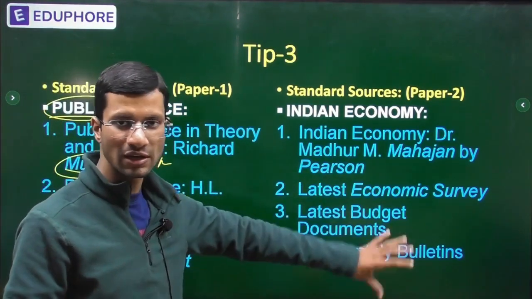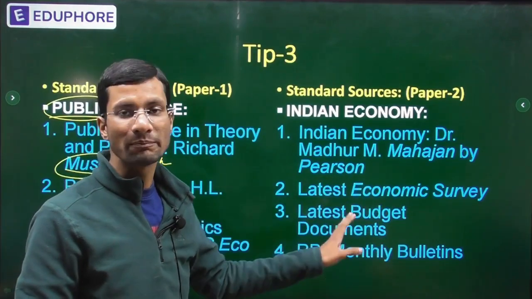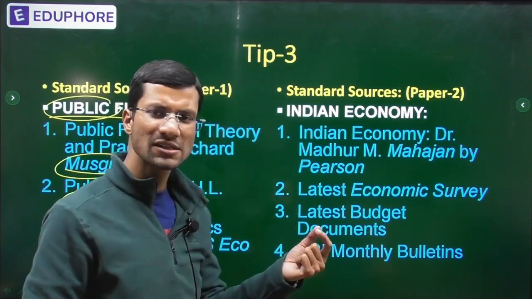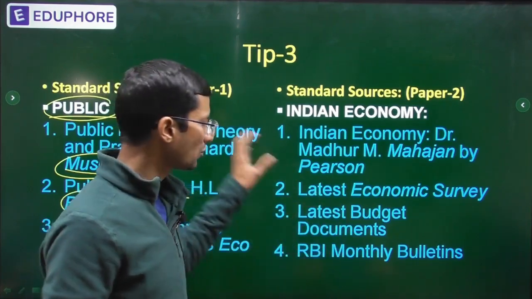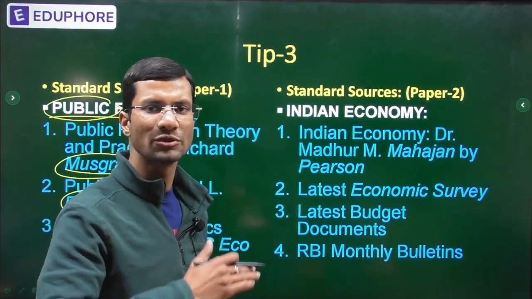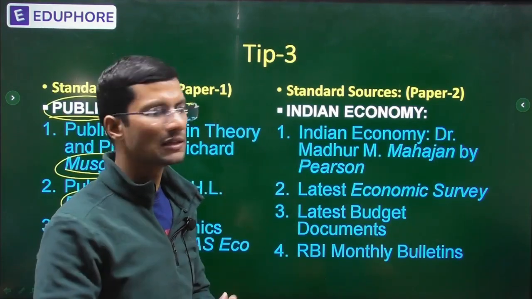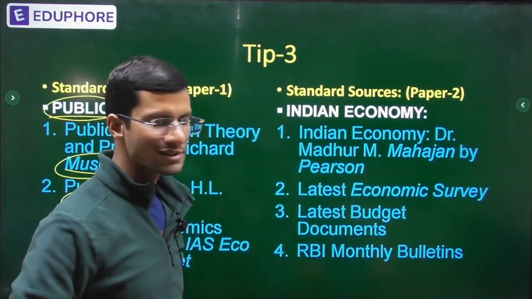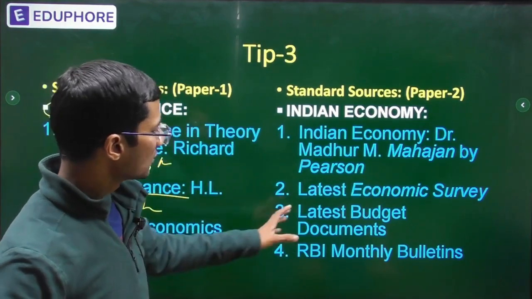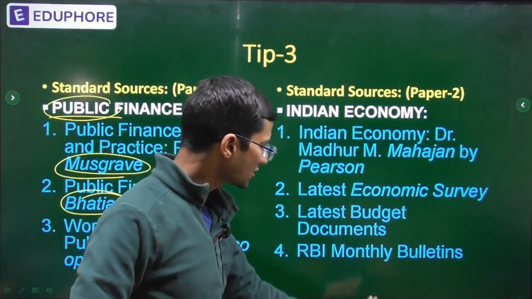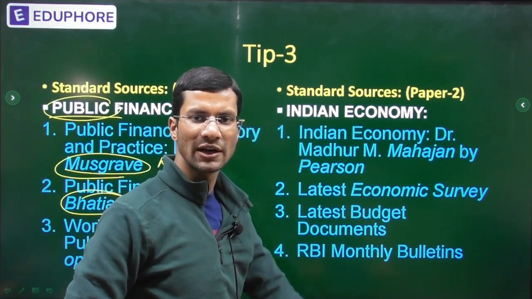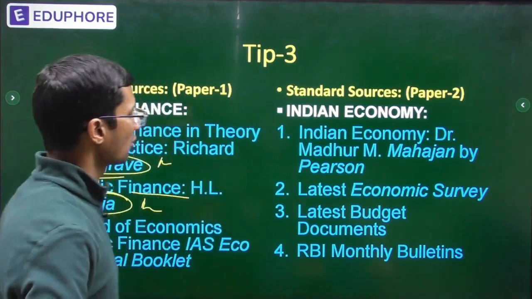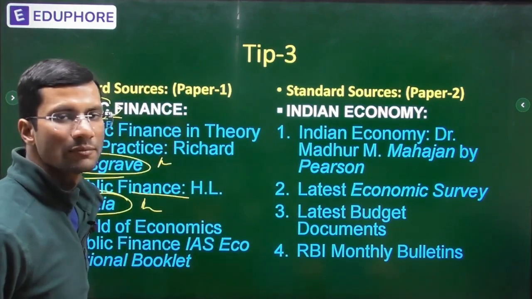In macroeconomics there is no such book, that's why I have not given one. But in macroeconomics also, H.L. Ahuja has a macroeconomics book. One or two chapters in it are not found in the other books, especially with respect to the Indian economy part, so we can cover those from there too. That's why it's not possible for me to mention a list of 8-10 books. Rather, we have a comprehensive integration of material under our booklets only.